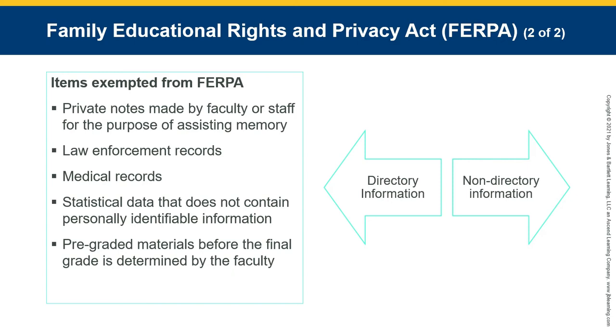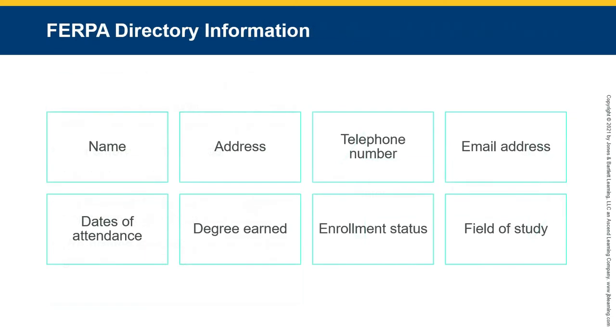Direct information, non-directory information. FERPA directory information: name, address, telephone number, email address, dates of attendance, degree earned, enrollment status, field of study.